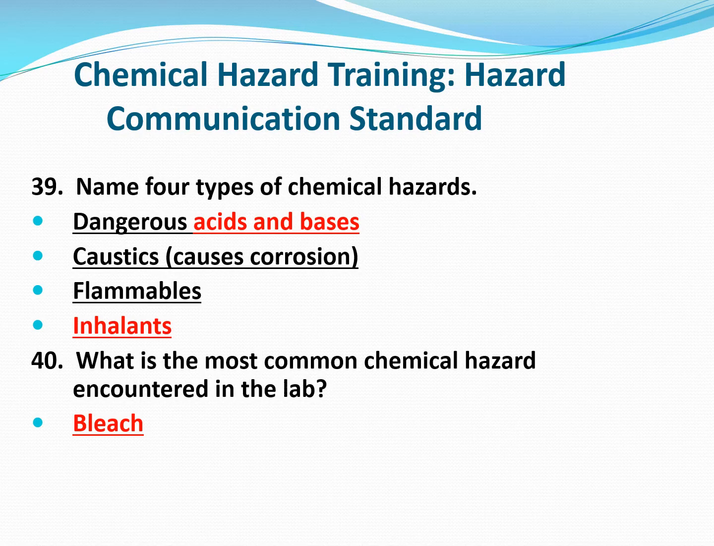Then there's flammables. Those are chemicals that we may work with that are easily set on fire, right? They're very combustible. And then there's things that are inhalants. So remember, acids and bases, corrosives or caustics, flammables, and inhalants. So what is the most common chemical hazard encountered in the lab? Bleach. That's why I know bleach has become modern day, everyday use. People don't treat it like the chemical that it is. Bleach can be very hazardous to your health, and you always want to treat it with respect.